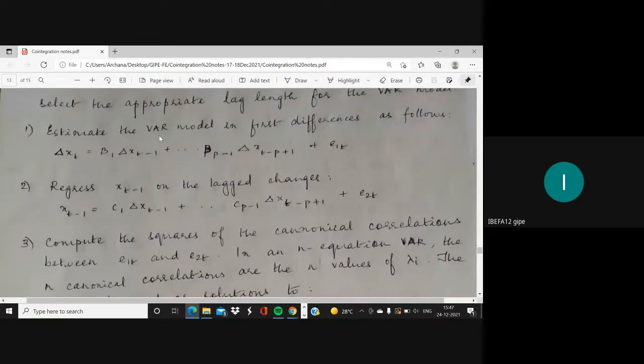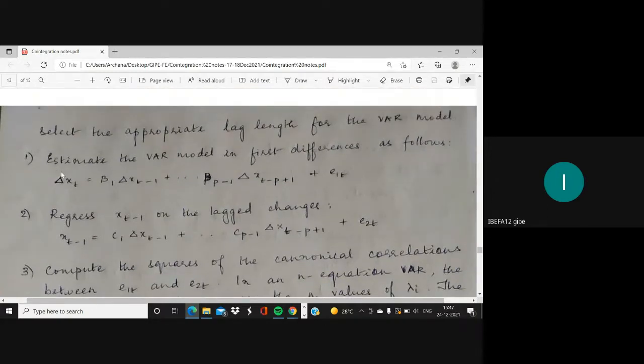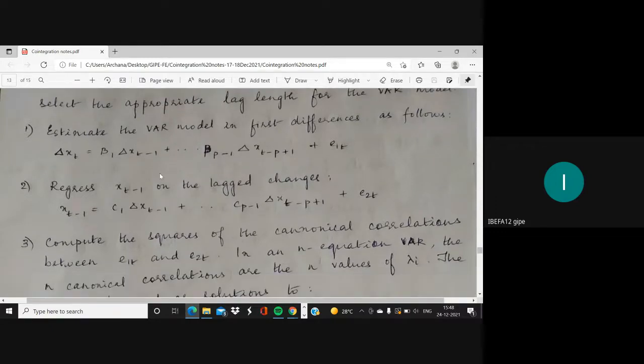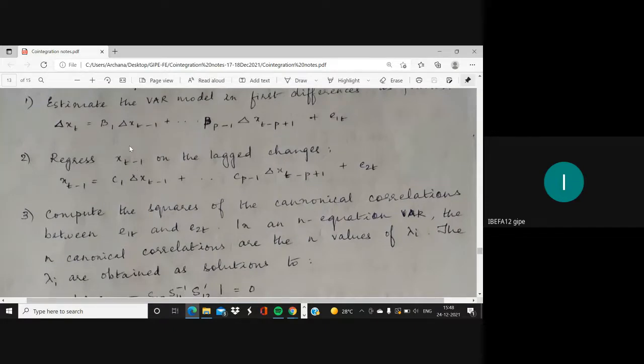So what you need to do is first estimate the VAR model in first difference form. Once you've selected the lag length, once you've determined what is p, then estimate the VAR model in first difference form as follows. So all the variables that are appearing on both the left hand side as well as the right hand side have to be in the first difference form. Okay. Then in the second step, after this first step, you'll be using these errors here, e1t. Then in the second step, what you need to do is regress x(t-1) on the lag changes now.